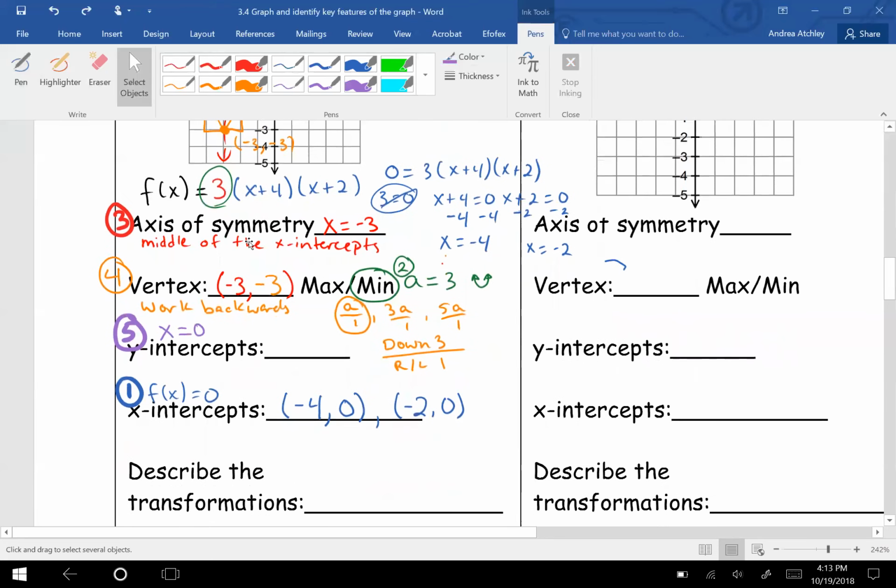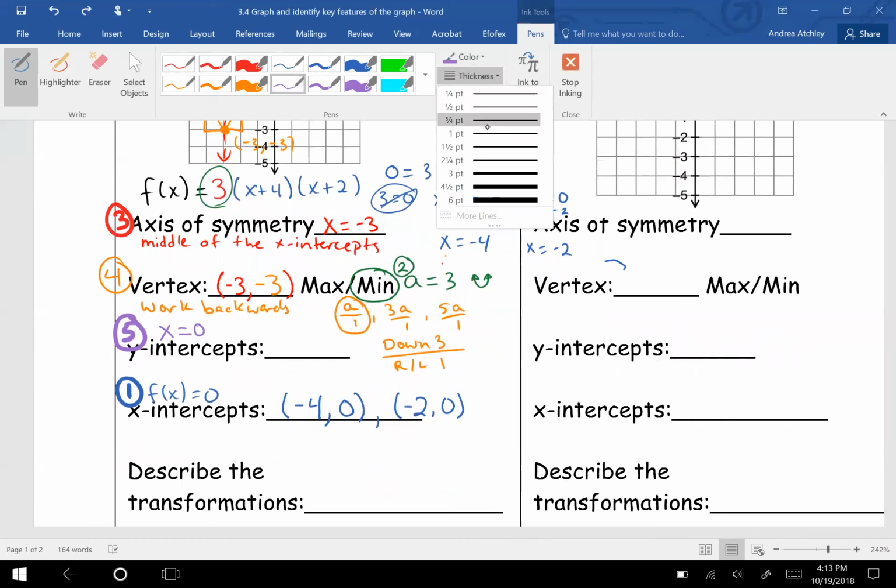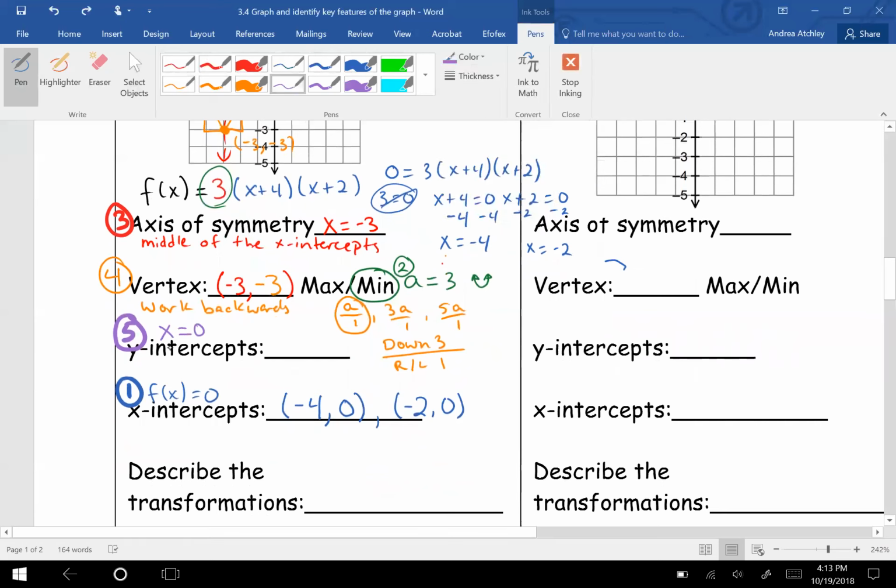So I'm going to plug in, so it's going to be f of 0 equals 3 times 0 plus 4 times 0 plus 2. So that's going to be 3 times 4 times 2. 3 times 4 is 12, and 12 times 2 is 24. So it's going to be when x is 0, y is 24.